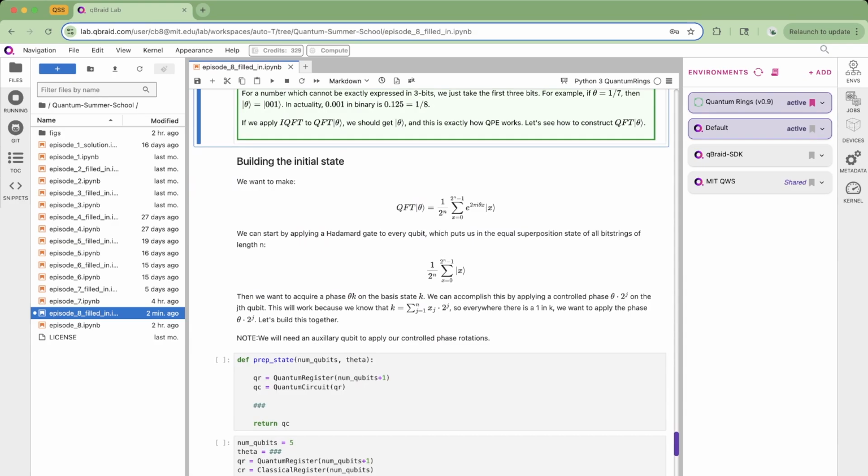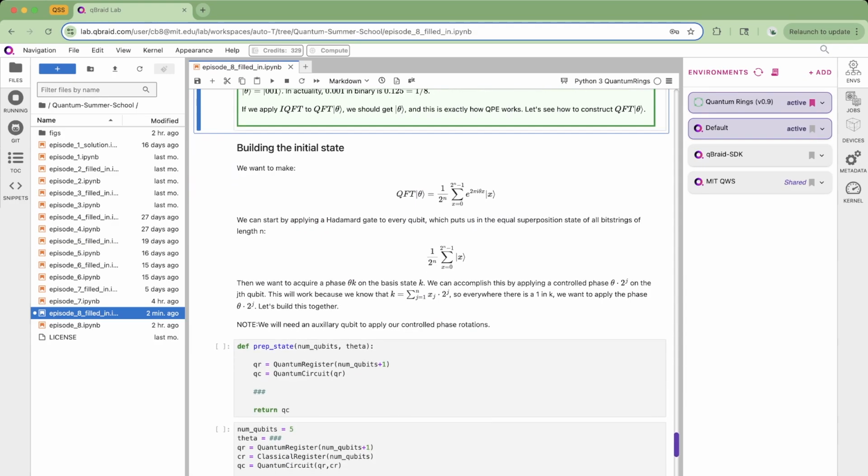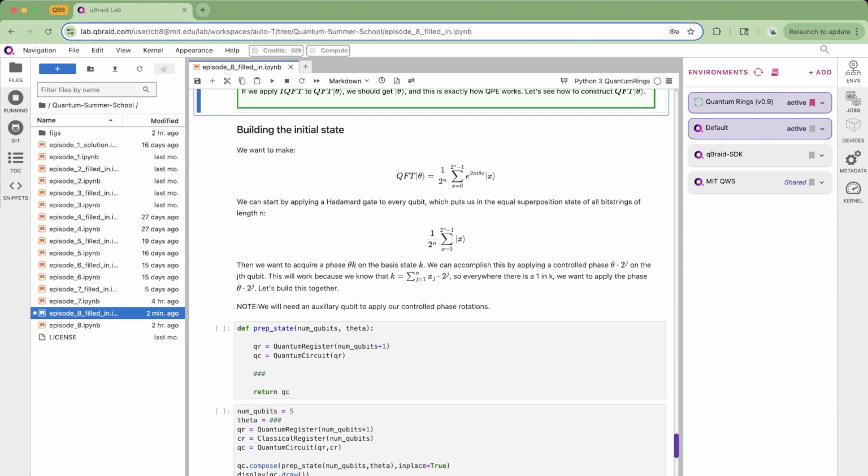So we want to make this state, and one thing that you might notice here is that it's composed of a linear combination of all the basis states of bit strings of length n. And so a good place to start usually in a lot of quantum algorithms is to apply a Hadamard to every qubit, which puts us into the equal superposition state of all bit strings of length n. And that's also a good strategy here. So we're going to do that first, and then we're going to need to adjust the phases of the different basis states. But that's our first step.